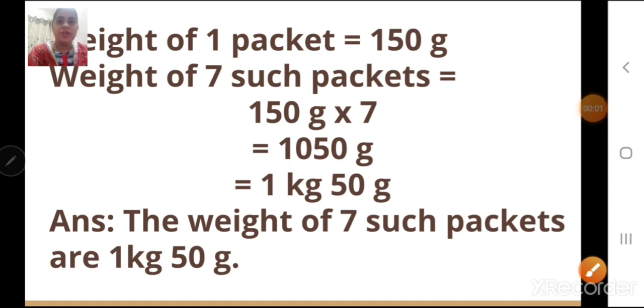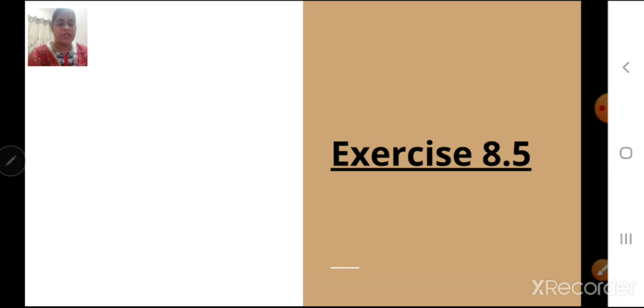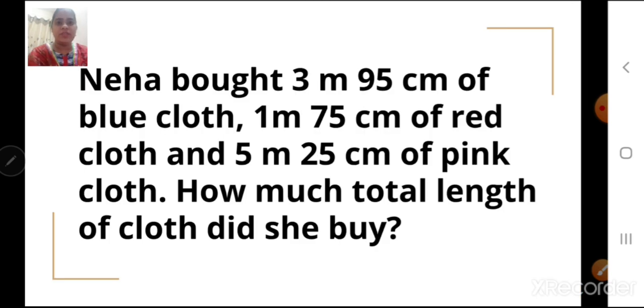Children, now take out your textbook and your notebook. We are going to continue with exercise 8.5. We have already started the exercise. We have done addition and subtraction questions. Now moving towards the word problems. Write question number 3.